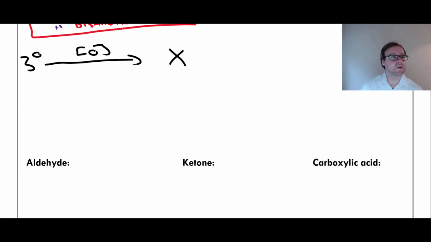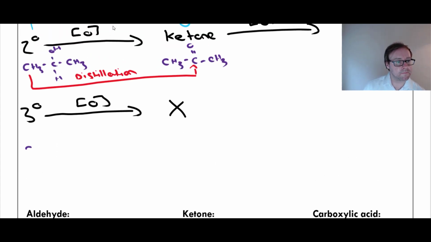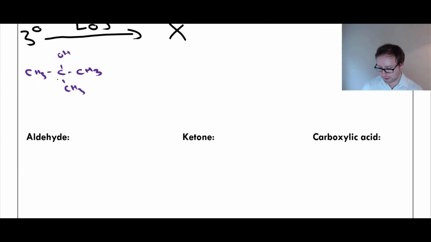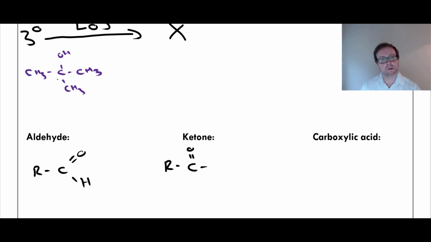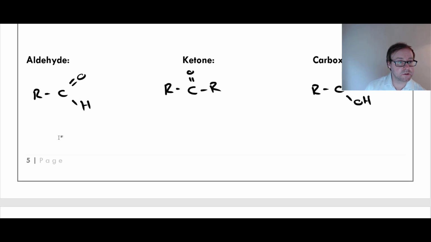Okay, an example of a tertiary alcohol may be this. Okay, my structure. So an aldehyde has the general structure of RCOH, a ketone RCOR, and a carboxylic acid RCOOH. Okay, and we'll do an example of each one.